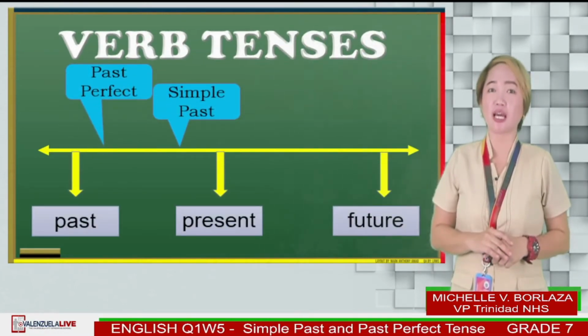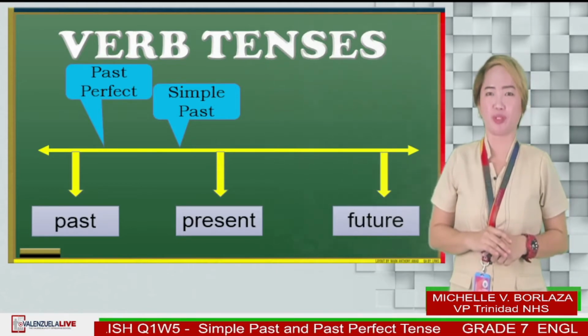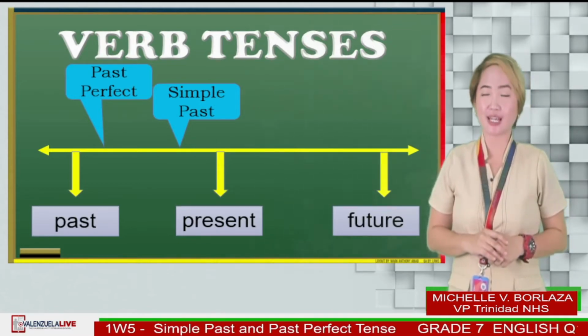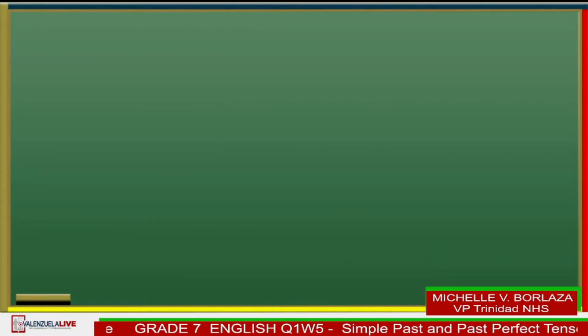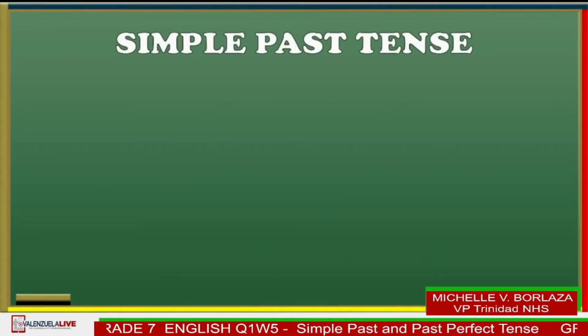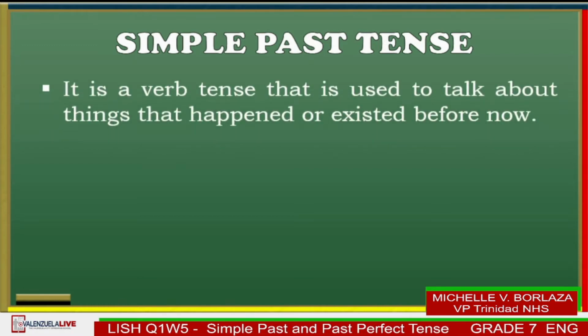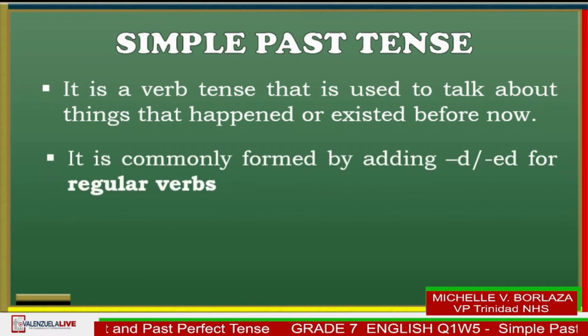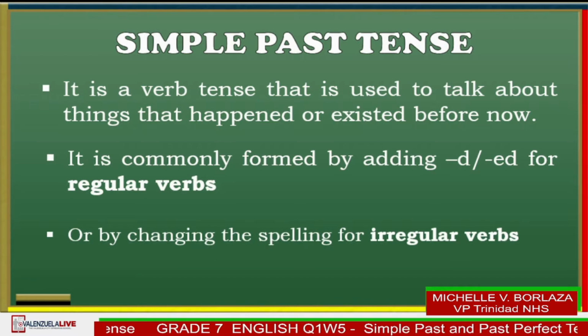Let's differentiate simple past tense and past perfect tense. Are you ready? Let's begin. Simple past tense. It is a verb tense that is used to talk about things that happened or existed before now. It is commonly formed by adding D or ED for regular verbs, or by changing the spelling for irregular verbs.